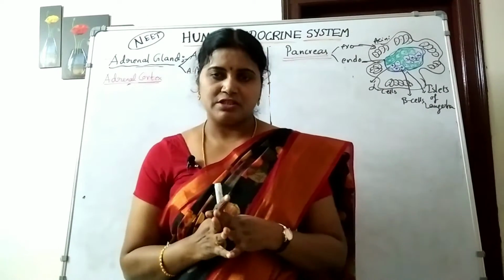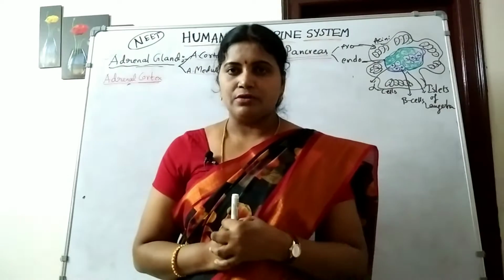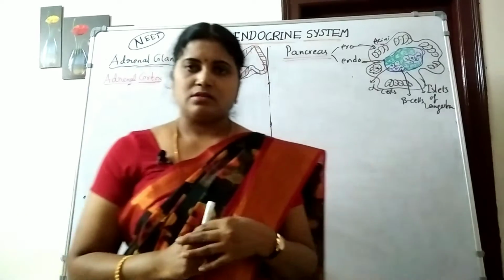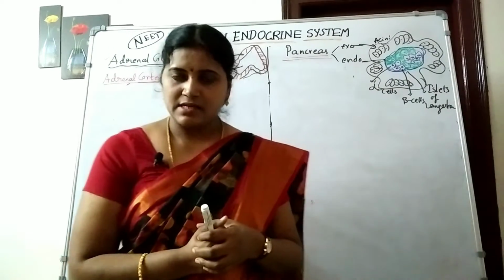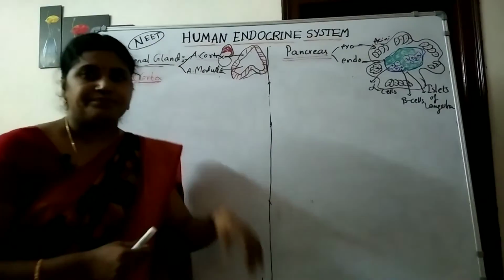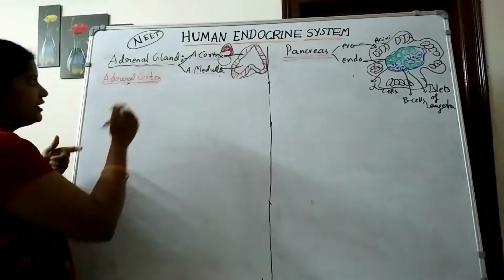Human physiology lo human endocrine system discuss chestuntunnam. So recently we completed the pituitary and hypothalamus glands. Today we are going to see two glands, the adrenal gland and the pancreas. First we are going to see the adrenal gland.